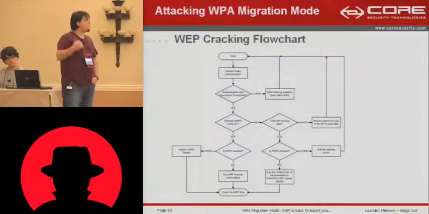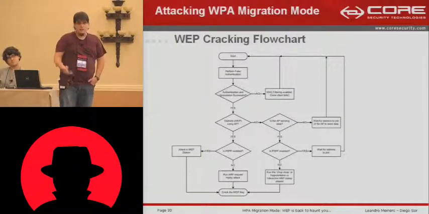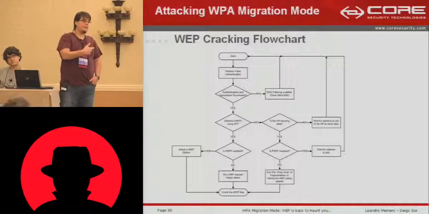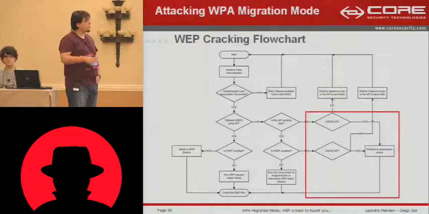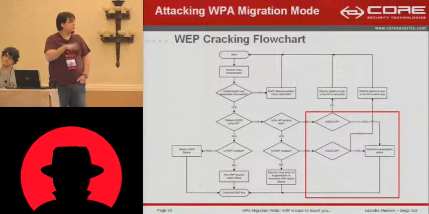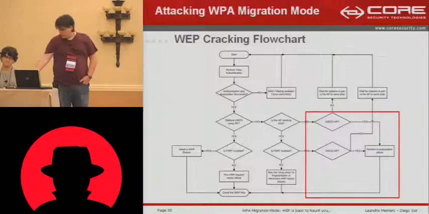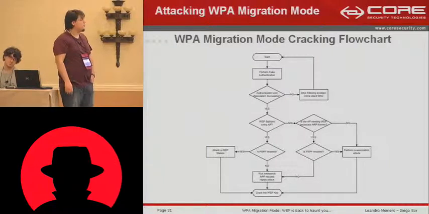So basically, as a recap, this is the standard WEP cracking flowchart to attack a WEP AP. The interesting thing is that this new attack mode can also be used against a Cisco AP if it's just running WEP. So basically, we add that new branch of a new attack mode. And this summarizes our WPA migration mode attack.